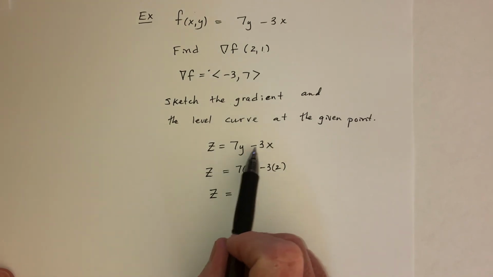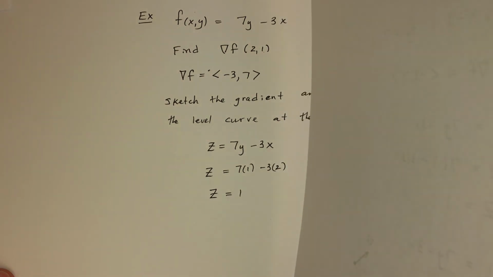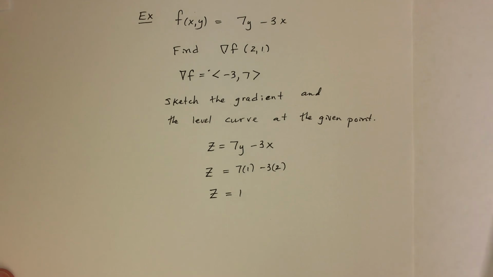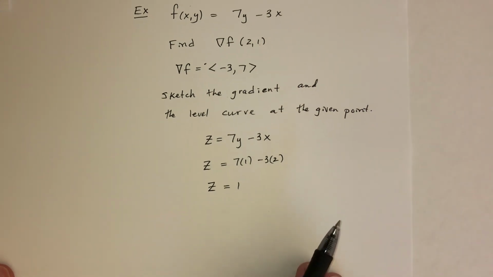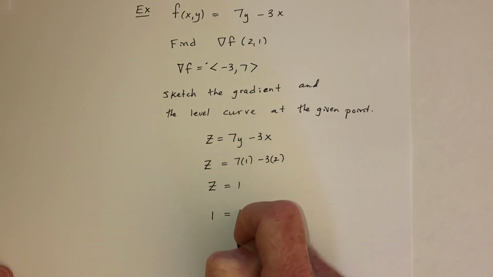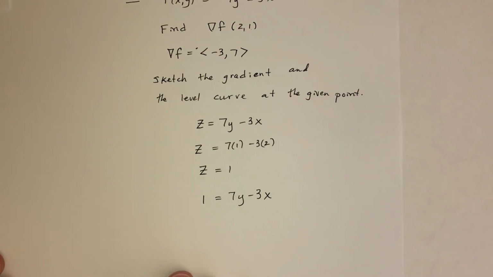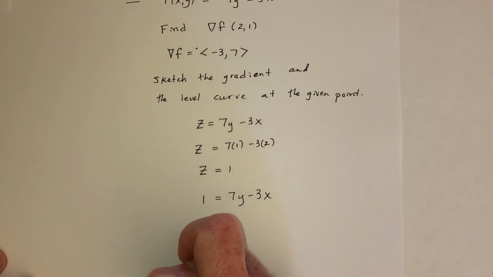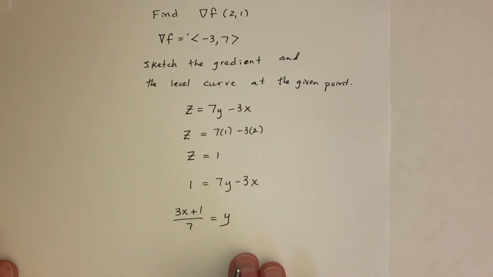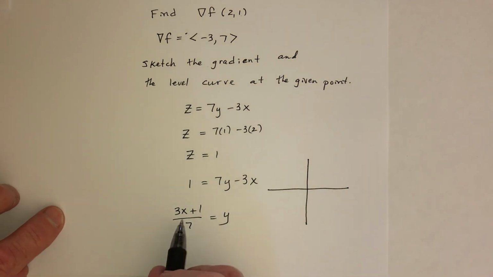So this is a plane. And when a plane intersects where z equals 1, it's going to create a line. So now take that 1 and plug it back in over here. So at a height of 1, this is the line that it's creating. And then I'm going to solve for y. So I'll add 3x to both sides and divide by 7. So that's the line. So now this is only in the xy plane because it only has x's and y's.